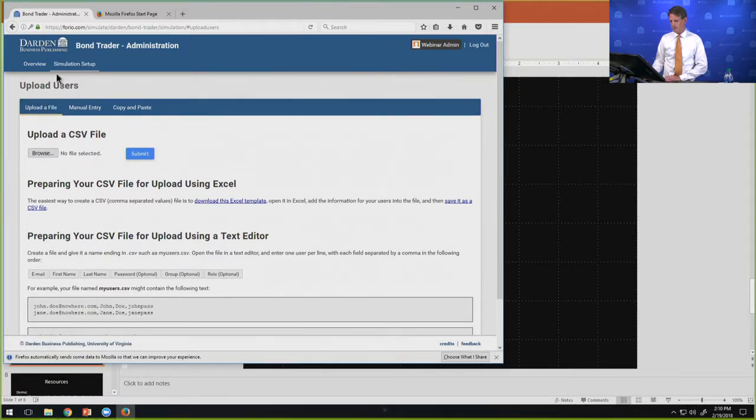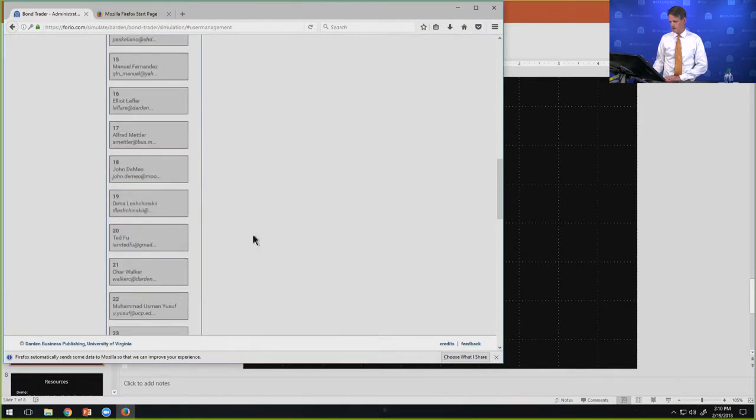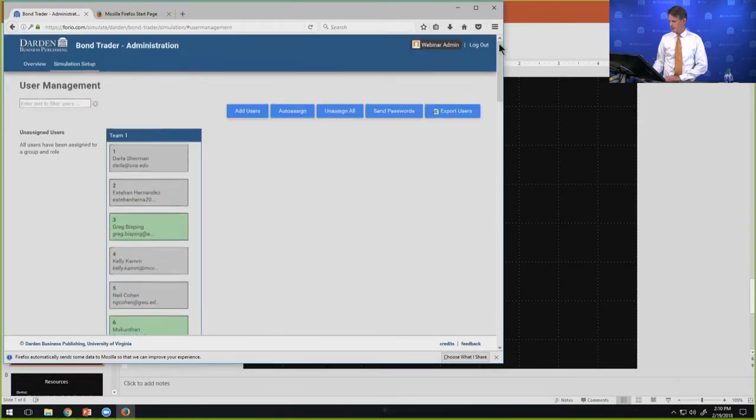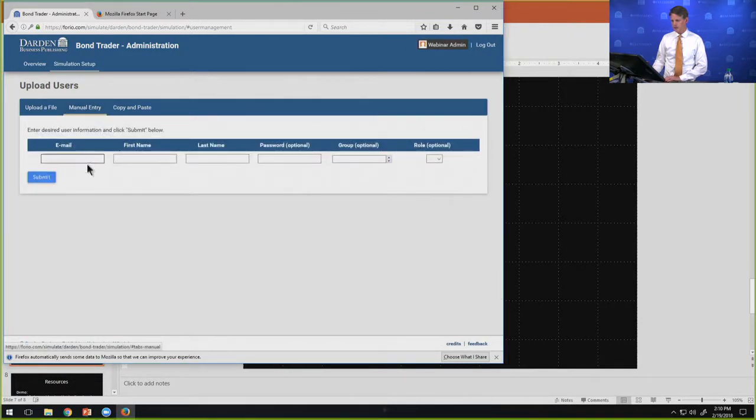And that will end up giving you a list of users. Here we have all of our users, and we put them into one big team. In this case, there's only one team. If one would want to add users, you could simply do that by manual entry too, where you just put in email addresses and names and a password if you'd like, and then add those individually.